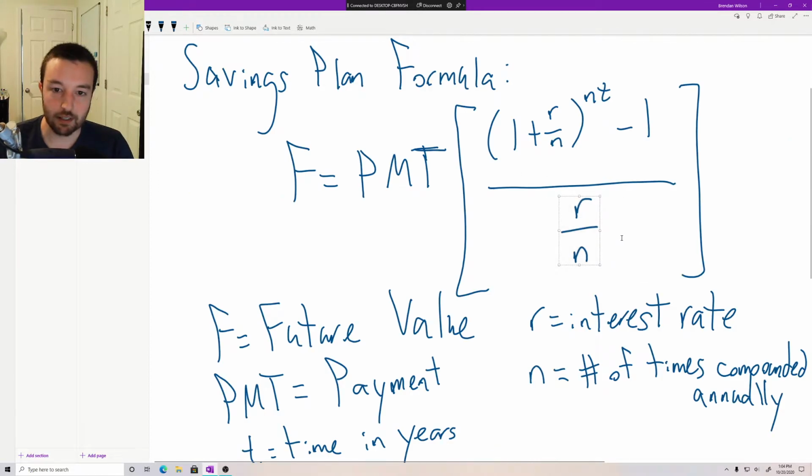R over n, that's just another rate. And essentially this is coming from the compound interest, and the -1 and the r over n are also coming from the compound interest. It's kind of like we subtracted 1 from both sides at some point and then divided by r over n to bring them over to this side. But like I said, we're not going to go into the full derivation of the formula. I just want to point out some parts that you might recognize. Okay.